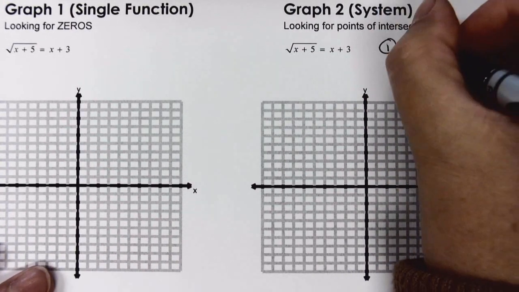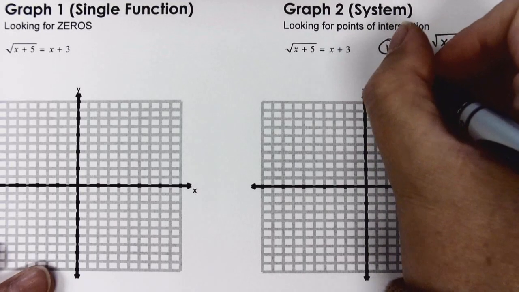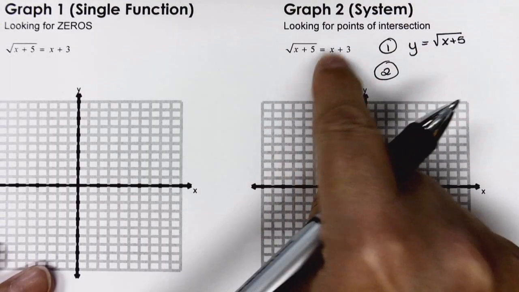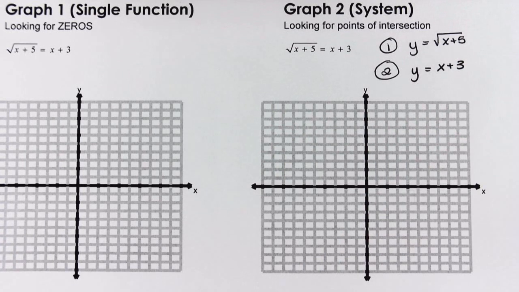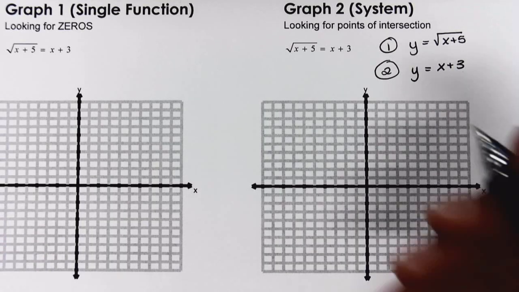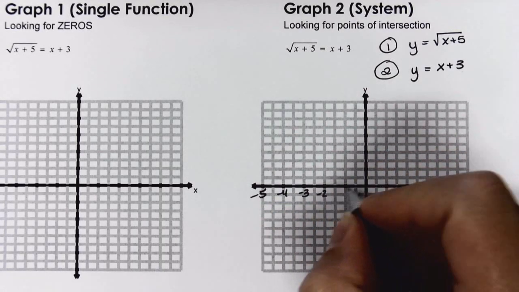So our first equation is going to be y equals root x plus 5. And our second equation, because these are separated now, is going to be y equals x plus 3. Okay, so we're looking for the point of intersection. So now you see we're going to work smarter. We're going to do the points of intersection because it's really easy to graph a linear and then a one transformation radical graph. That's not too terrible, hopefully. So let's get to graphing.